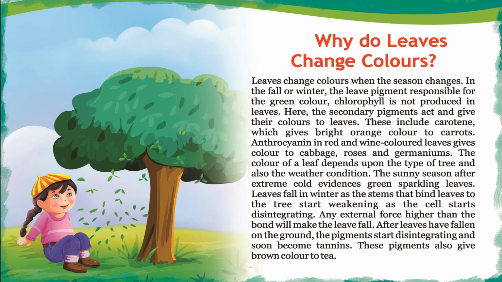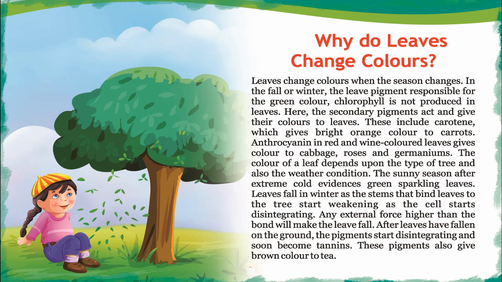Anthocyanin in red and wine-colored leaves gives color to cabbage, roses and geraniums. The color of a leaf depends upon the type of tree and also the weather condition. The sunny season after extreme cold evidences green sparkling leaves.